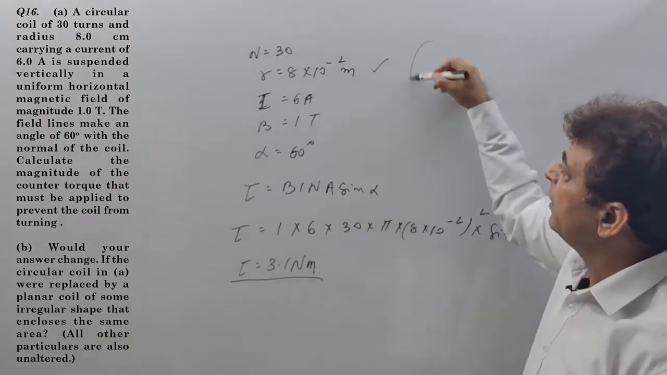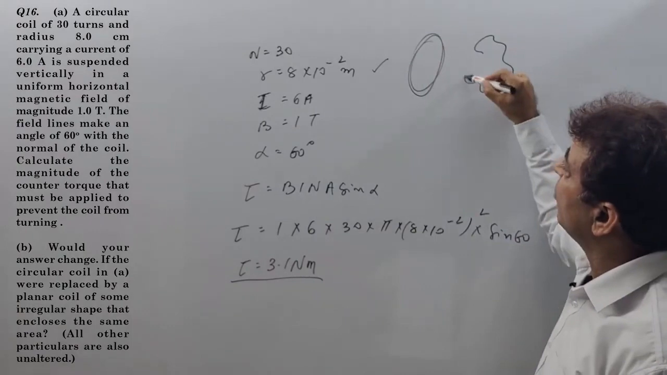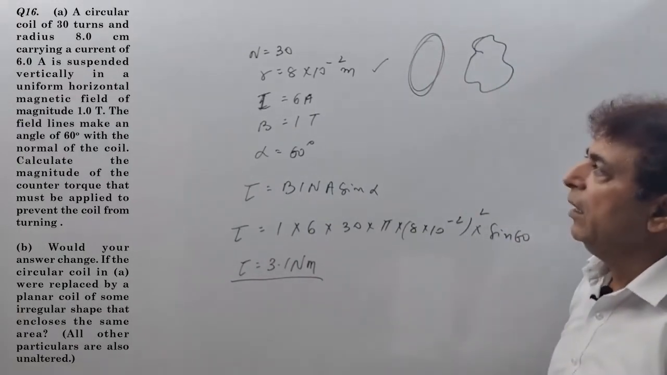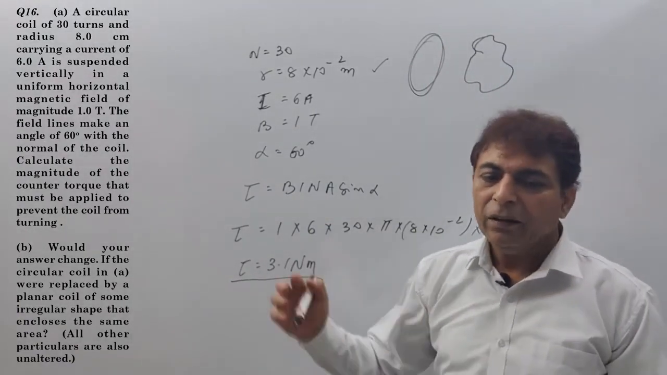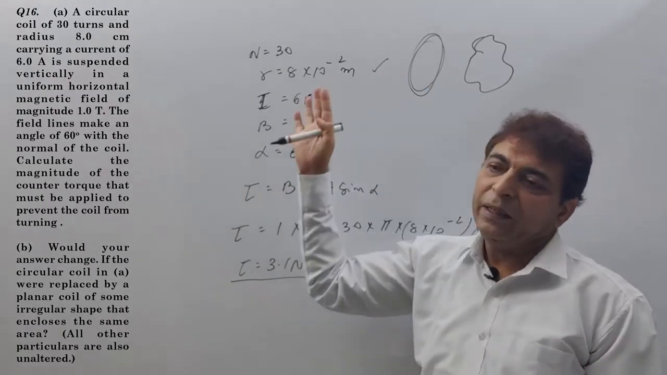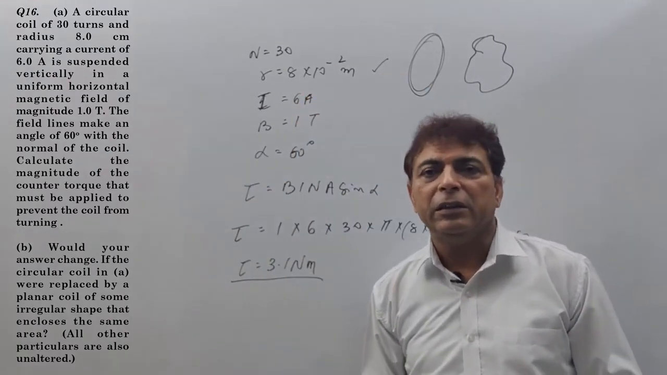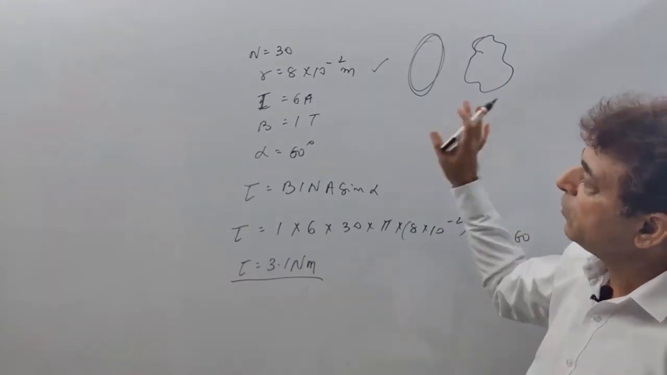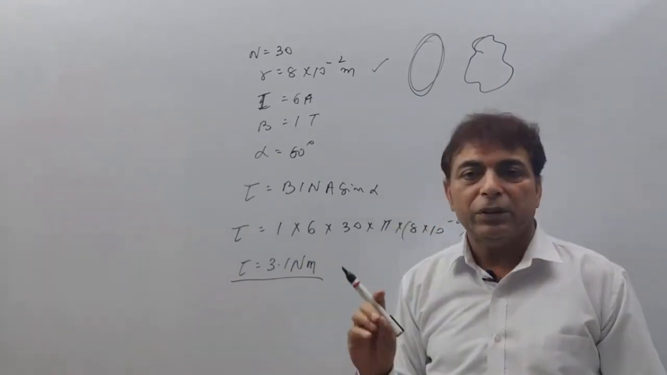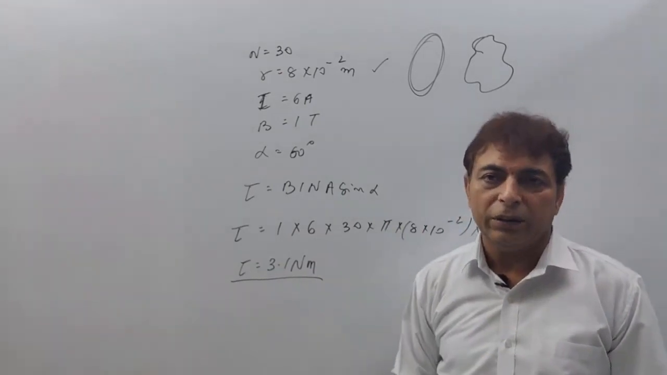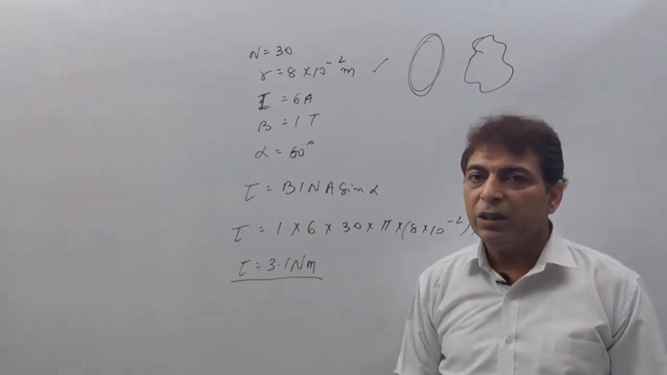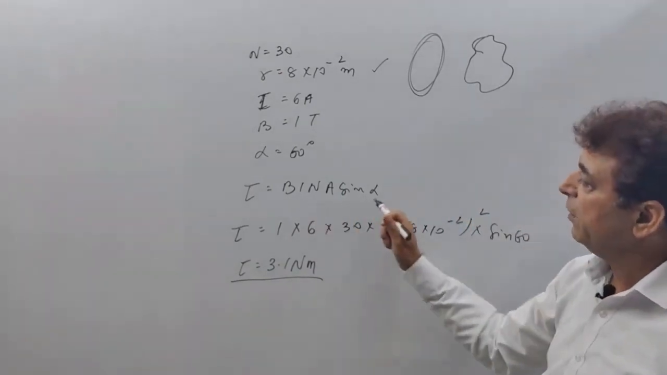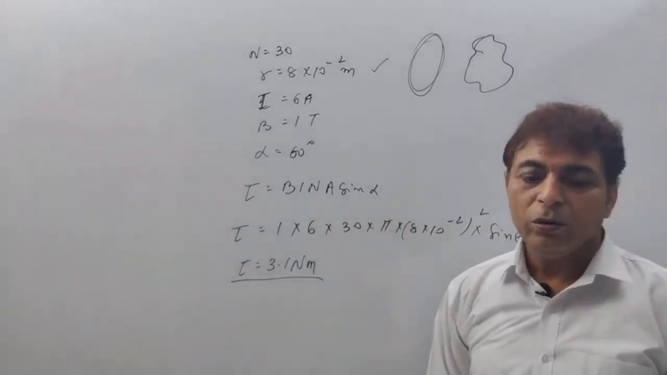Earlier it was a circular coil, now we have a coil of any irregular shape, with the same number of turns, the same area, the same arrangement, and the same orientation of the coil. Everything is the same, only the shape has been changed to some irregular shape. So will there be any change in the answer? Not at all, everything remains the same, so the torque is also the same.